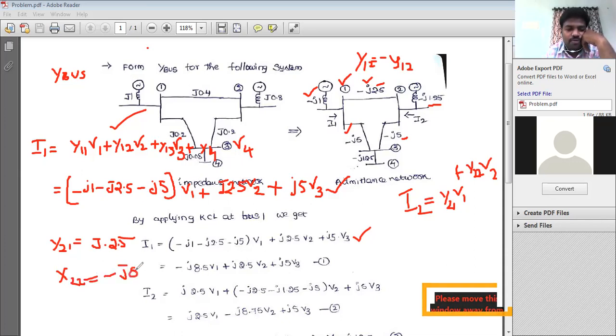Now please verify whether you are getting the correct answers or not. So j 2.5 is correct, minus j 8.75 is also correct. And you will also have Y23, that is the mutual admittance connected between bus number 2 and bus number 3. That is already given as j5. And you don't have any admittance directly connected between bus number 2 and bus number 4, so obviously the term is equal to 0. Likewise, we are going to get the self admittances and mutual admittances for the given network.